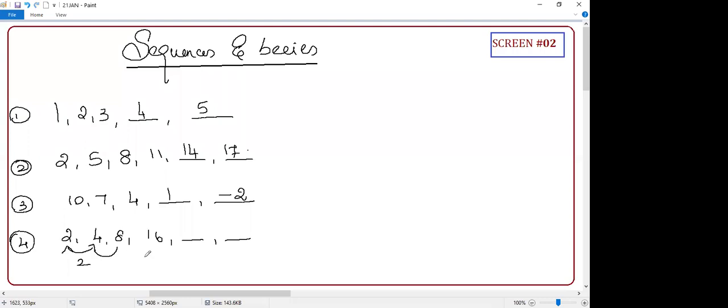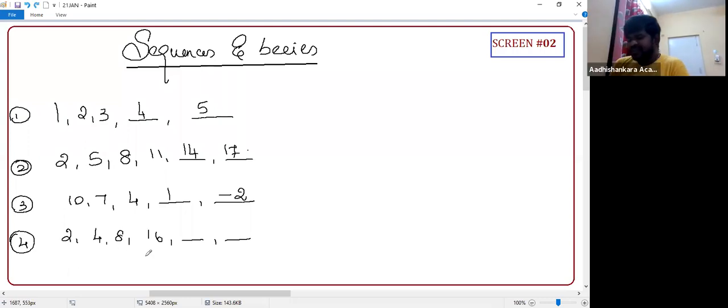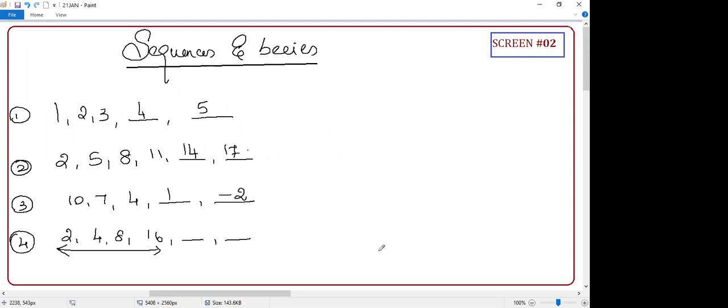But there is another rule. Anyone can tell me what the rule is? Just by observing these 4 terms: 2, then 4, then 8, each is multiplied by 2. Excellent, basically doubling. The next is 64.